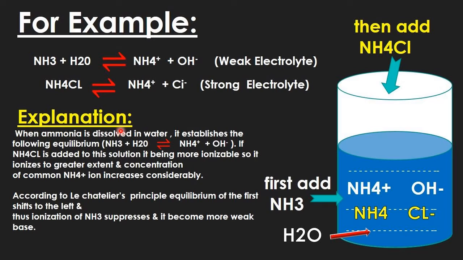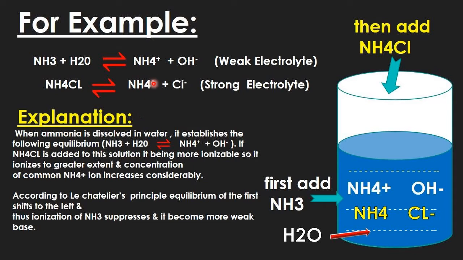Okay, right. Now please see this one. Another example. This is a reaction between ammonia and the water. Ammonia is a base. H2O acts as an acid. So H2O gives a proton, and ammonia accepts the proton, becoming ammonium ion and hydroxide ion. To this weak electrolyte which is in equilibrium, if you add a strong electrolyte, ammonium chloride, which completely dissociates into ammonium ion and chloride ion, here the ammonium ion becomes more.